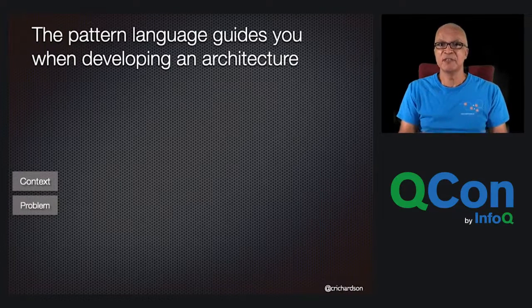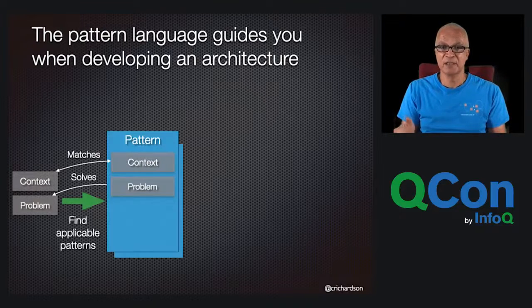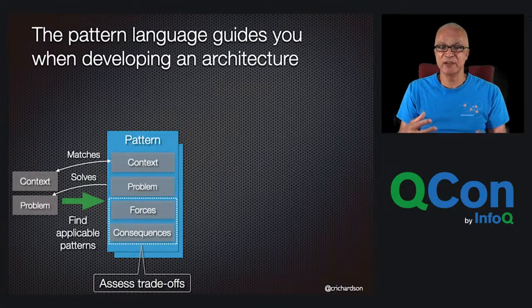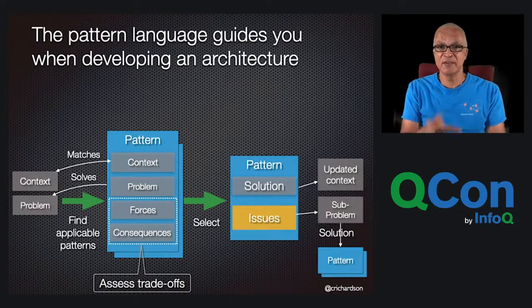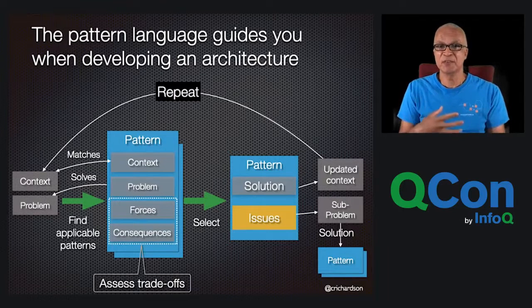The way you use it to solve a problem in a given context is as follows. First, you find the applicable patterns. Next, you assess the trade-offs of each of those patterns. You then select a pattern and apply it. This pattern updates the context and then usually creates one or more subproblems. You repeat this process recursively until you've designed your architecture.